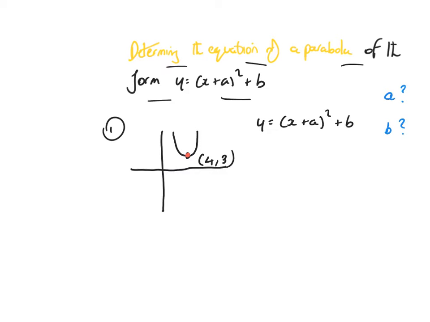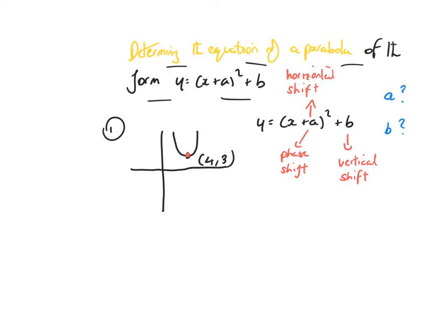So it's important then to recognise what the a and b represent in this equation. Well, b indicates the vertical shift and a indicates the horizontal shift. And what you might hear it sometimes being referred to as the phase shift.